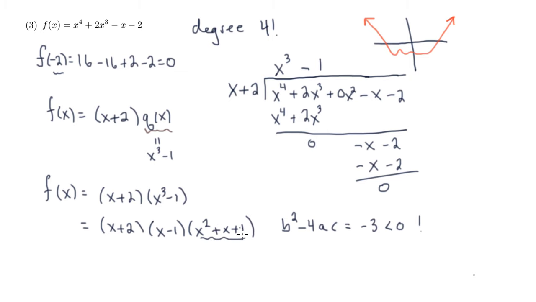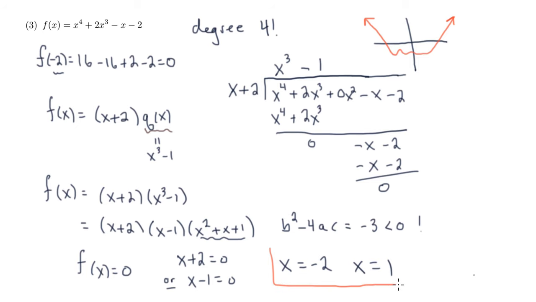So if I set this equal to 0, so if I set f of x equal to 0, this factor is never 0, so one of these two factors has to be 0. So x plus 2 equals 0, or x minus 1 equals 0. So then I have two zeros to this function, x equals negative 2, and x equals 1. And those will be the only zeros of this quartic polynomial.